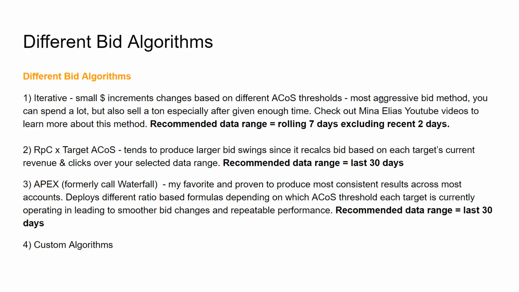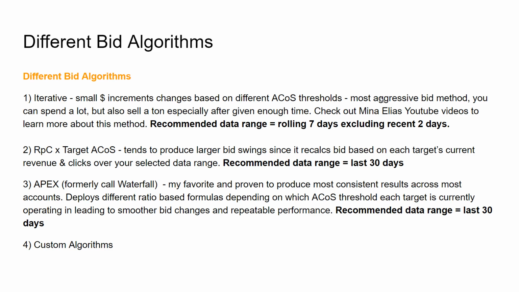So if you have a high ACoS threshold set, it's going to be more conservative to try to reduce those bids for anything that is performing above that threshold. If you've got targets that are performing in an acceptable ACoS threshold, it's going to make performance adjustments on those as well, just to try to help boost them and make them even a little bit better. The recommended data range on this one is 30 days, which is what we've seen work the best.